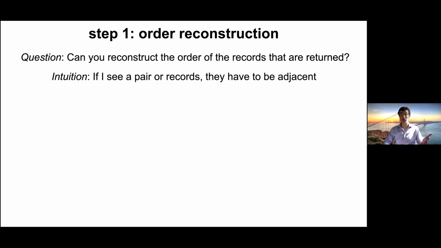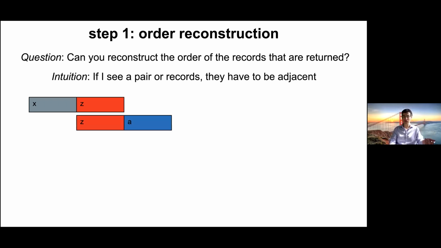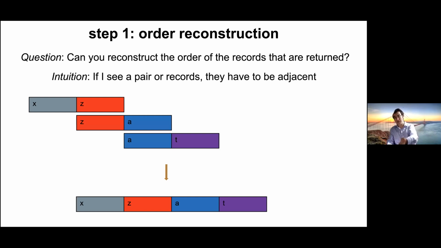Right. So how do we use this intuition to actually reconstruct the order? Imagine a scenario where the client issues queries that return exactly two records, all of them, right? And then the adversary observes the access pattern. So let's see this example. The first query issued by the client returns exactly two records. This is X, Z. Now, they have to be adjacent because it's a range query, okay? Now, the second range query that the client issues happens to return Z and A. They have to be adjacent, Z and A, and so on and so forth, A, T. And in the end, you're able to reconstruct this order up to reflection, of course. Okay, so you know that X is less than Z, less than A, less than T, up to reflection.